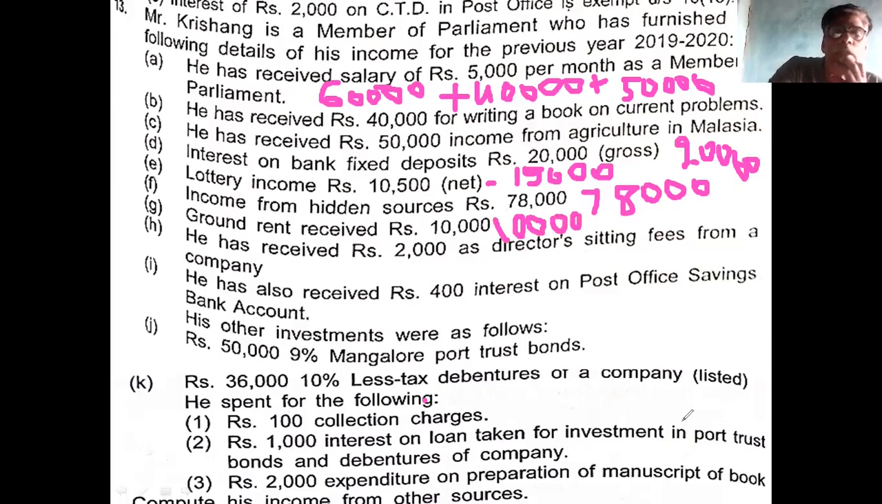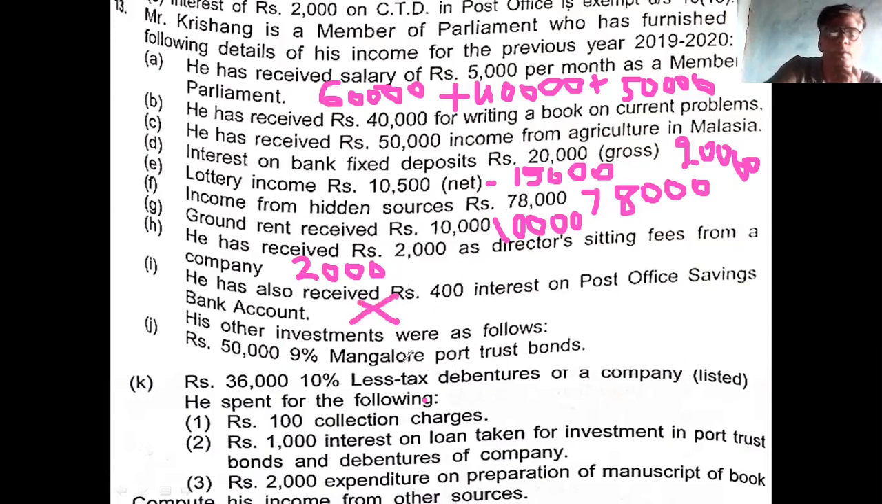Then he has received rupees 2,000 as director sitting fee from a company. Director fee received 2,000. This is other source. Then he also received rupees 400 interest on post office savings bank account. Interest on POSB account is exempted from tax.